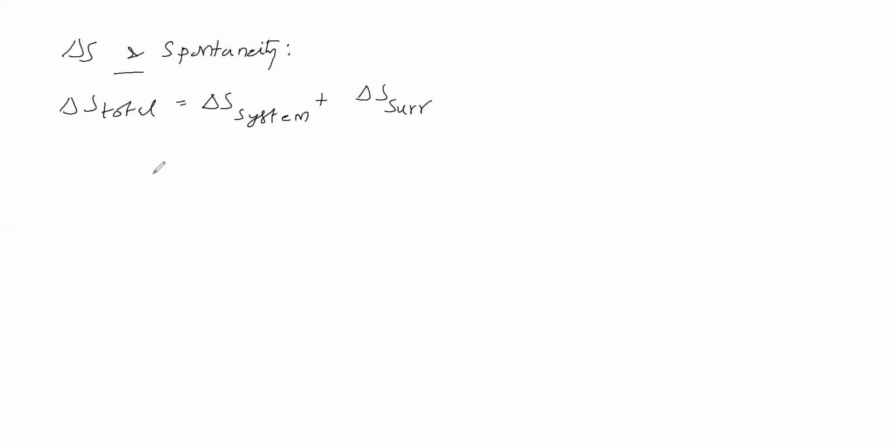So it says that delta S total positive is the criterion for a spontaneous process, negative for a non-spontaneous process, and 0 for equilibrium. This criterion is set by the second law of thermodynamics. Why positive for a spontaneous process?